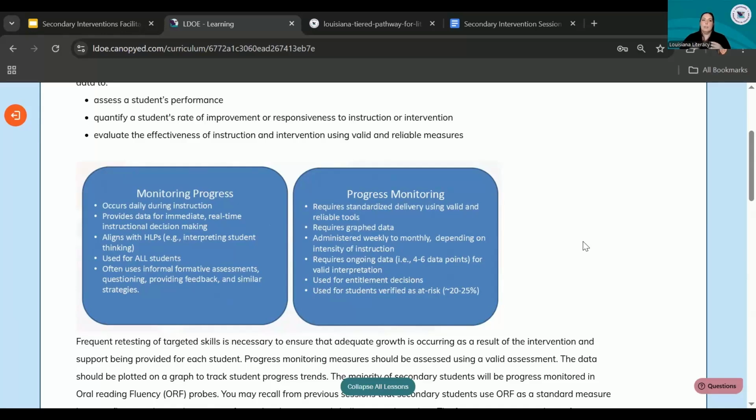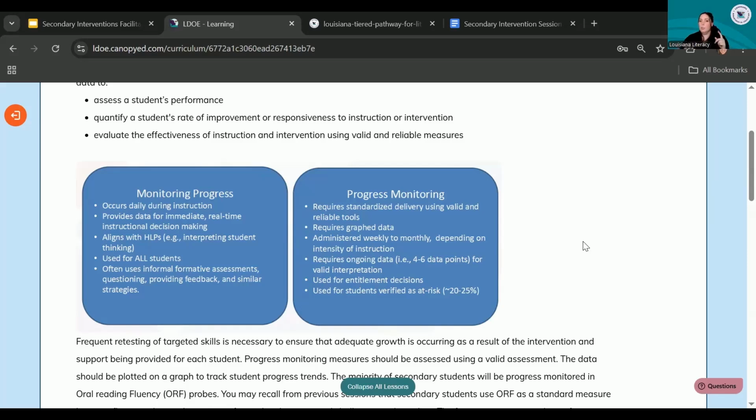It's used for all students, and it can be informal, like I just talked about, where maybe you're having a class discussion and if you're the teacher you notice you need to step in and intervene on something because students are not quite getting it. But it's through feedback. You provide feedback, but there's questioning and other things like that. It could be through some more formal forms of data collection, but it's different than progress monitoring.